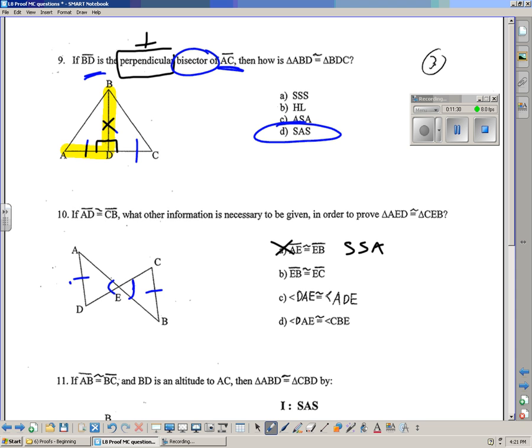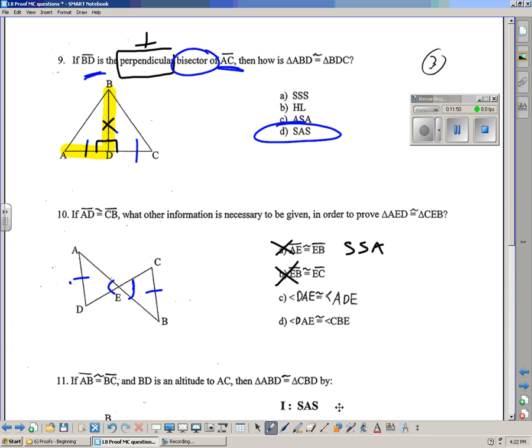So the blue can stay. EB congruent to EC. EB congruent to EC would not work because there's nothing going on in the other triangle. We need information in both. We need a pair of sides congruent in both triangles. So that would not work.